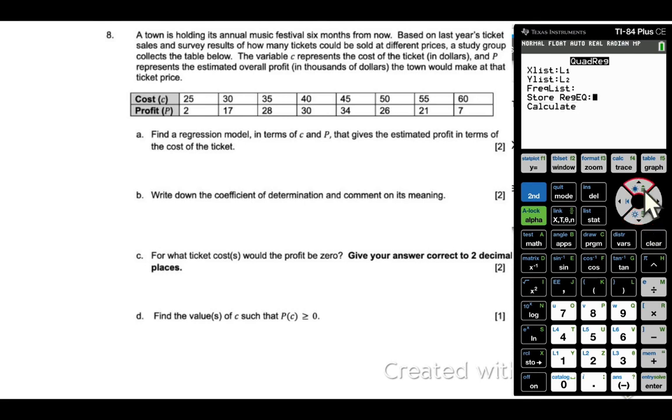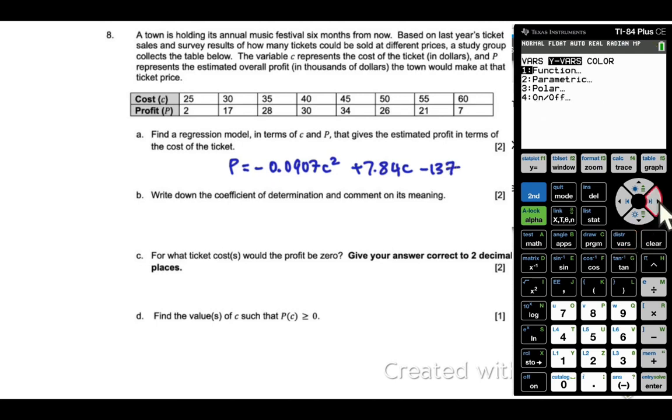y equals menu. And we can see that our equation gives us P equals negative 0.0907 C squared plus 7.84C minus 137. All of these coefficient values and the constant have been rounded to 3 significant figures, and notice that we're also using the variables that are presented in the original equation.